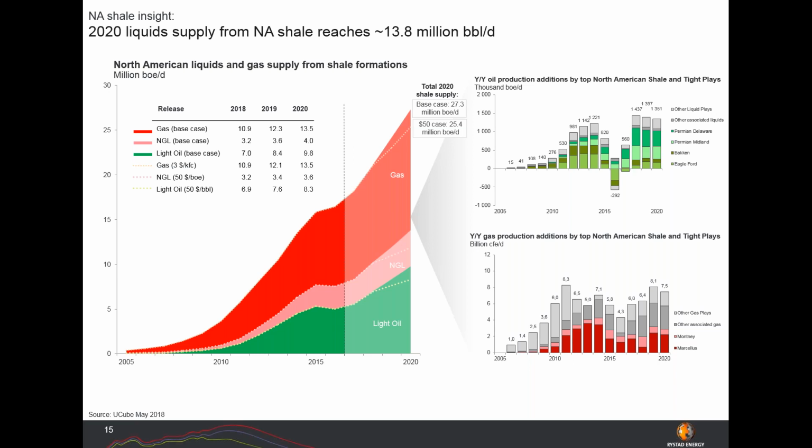On the gas side, output is set to reach 13.5 MMBOE per day by 2020, with Marcellus and Montney contributing about half of the increase going forward. Total US shale output can reach around 27.3 million barrels per day in 2020 compared to 21 MMBOE per day estimated for 2018. In the 50 USD per barrel price environment, it can only expand to around 25.4 MMBOE per day.